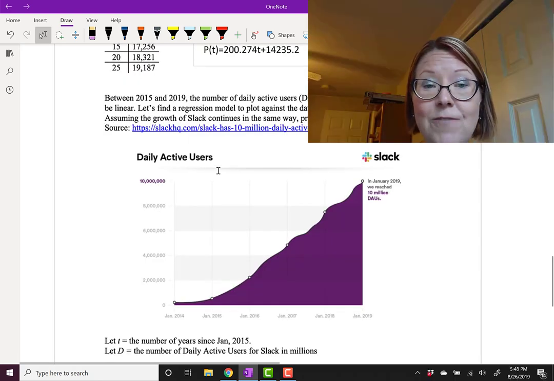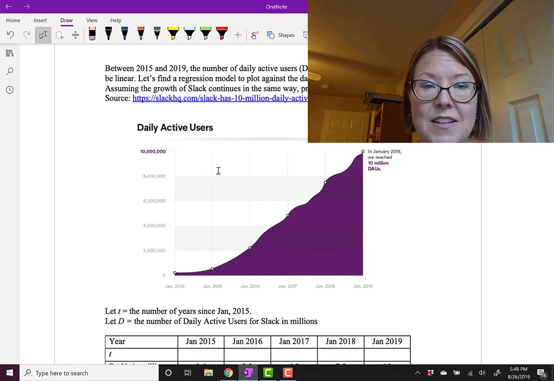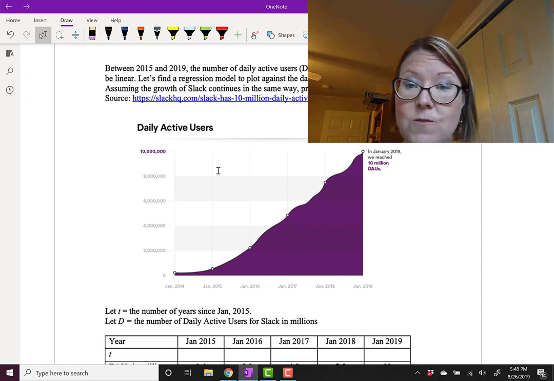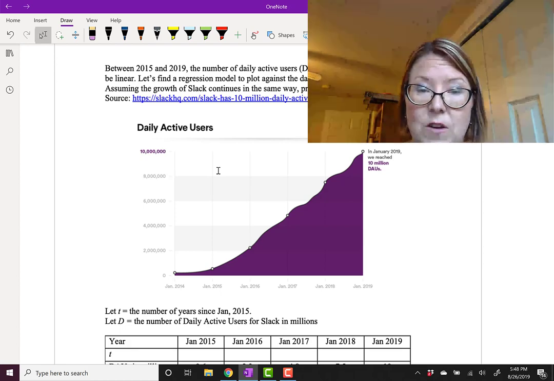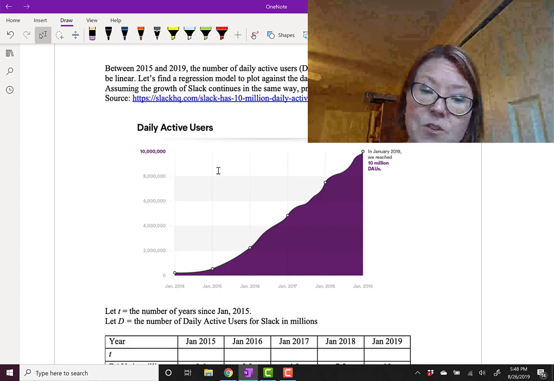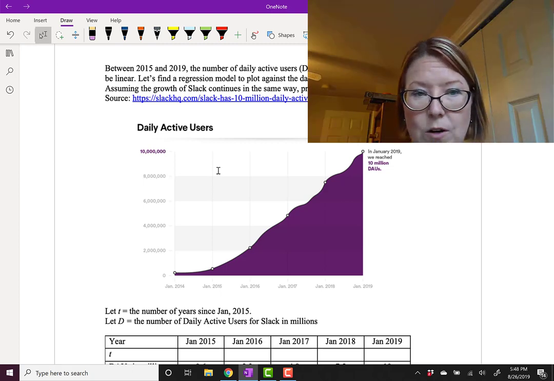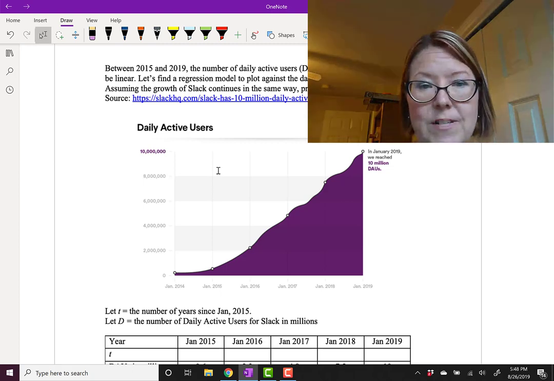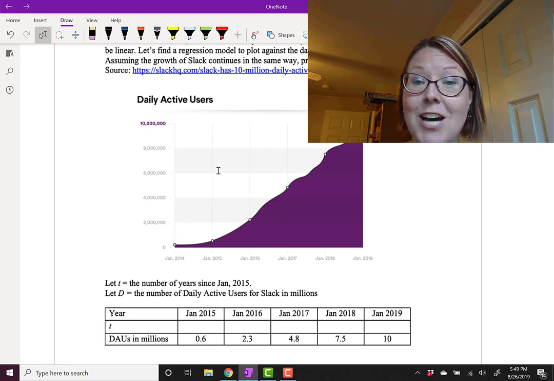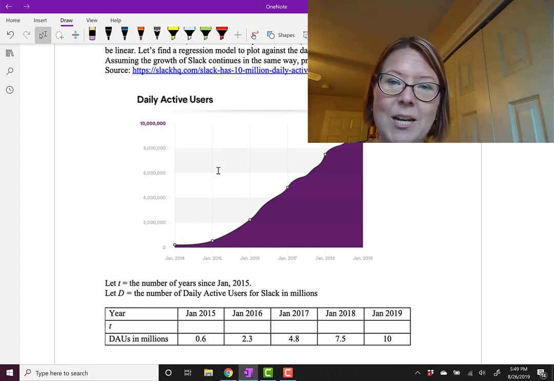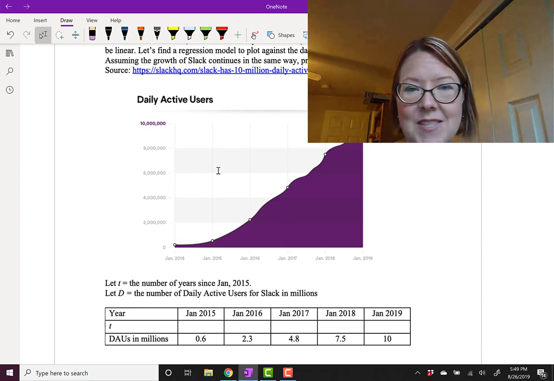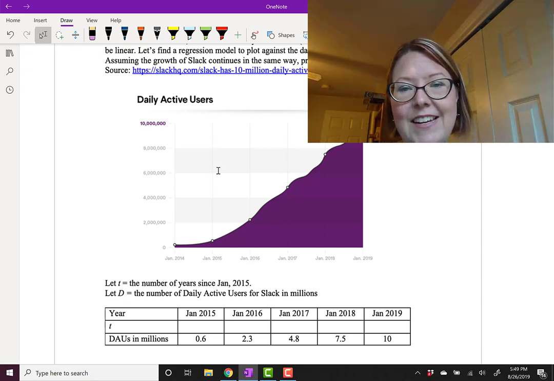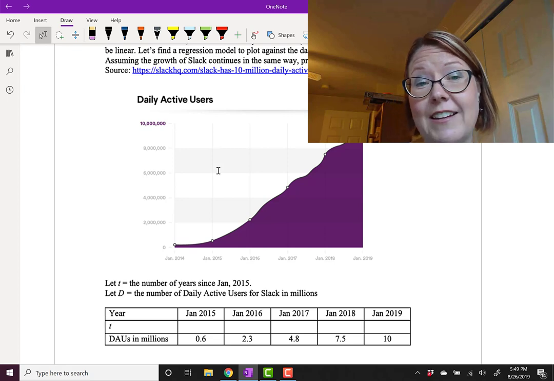In our final example, we're looking between the years 2015 and 2019 at the daily active users for Slack, which appears like it might be linear. On the graph, you can see that Slack's daily active users increased much slower prior to January of 2015. Let's find a regression model to plot against the data, and I've estimated the data points for you in the table below the graph. We're going to assume the growth of Slack continues in the same way, and then predict the DAUs for Slack in 2025.